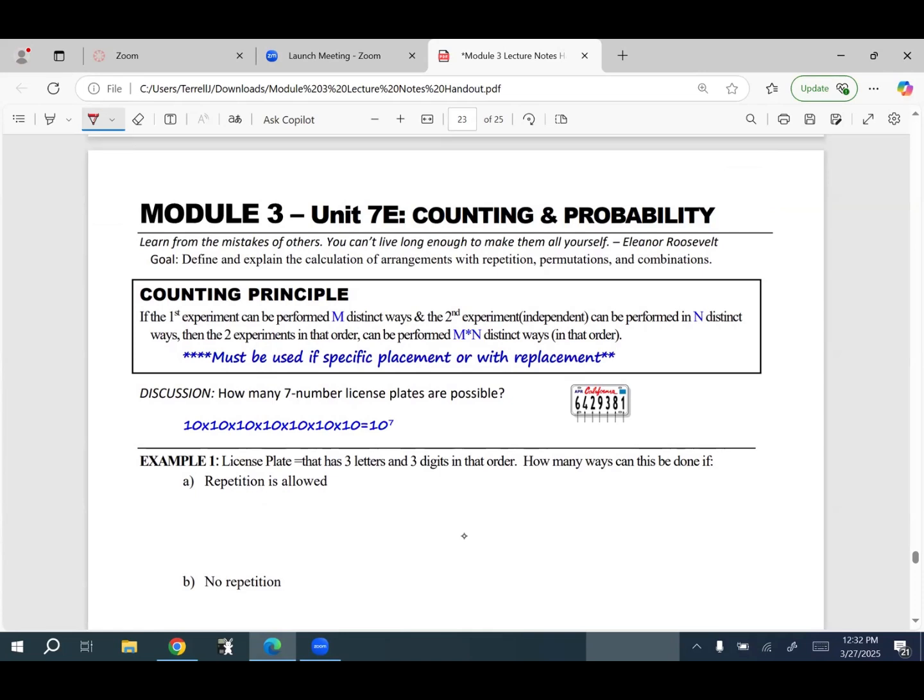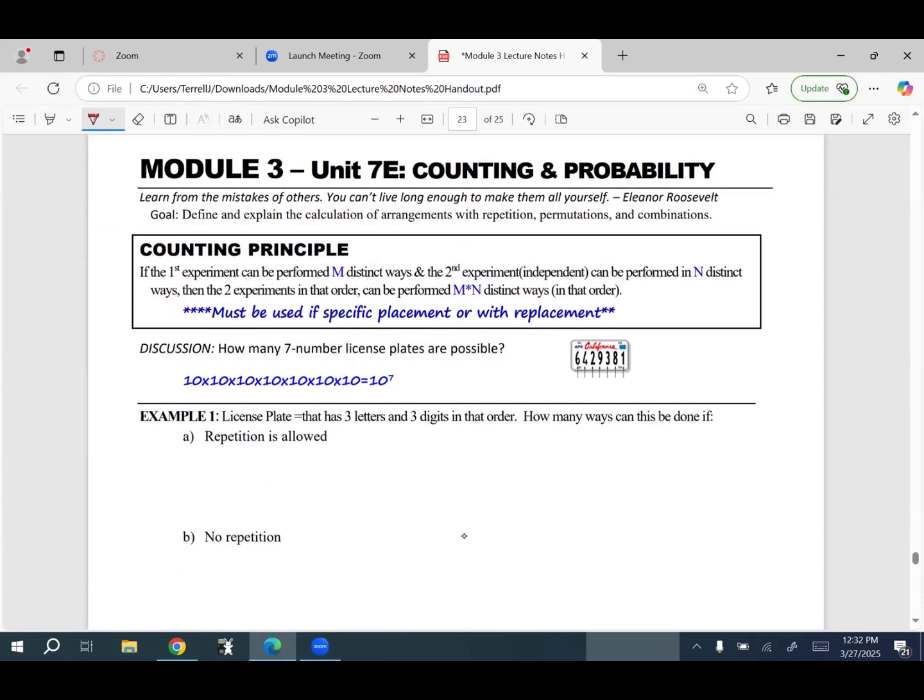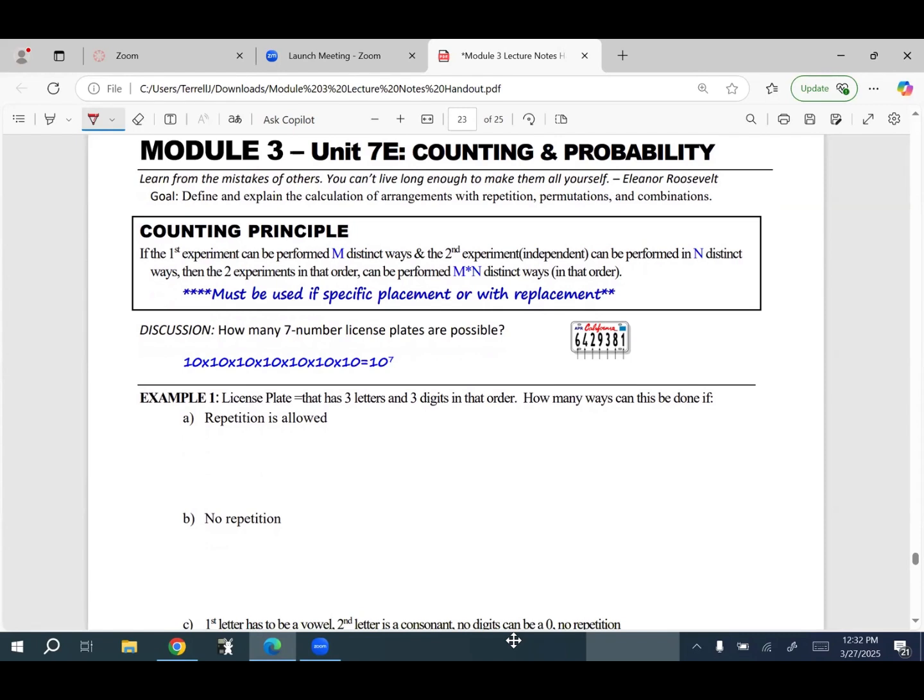Going to go over the last section, 7E, counting and probability. So let's take a look at the counting principle, which is what we will use today.